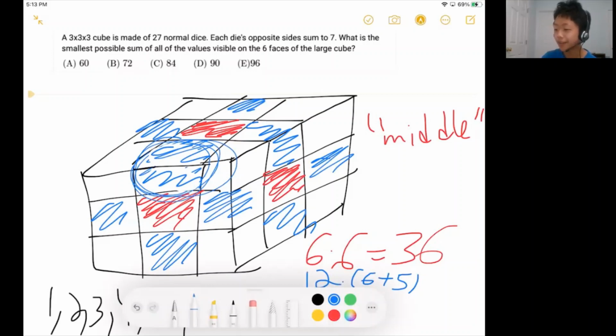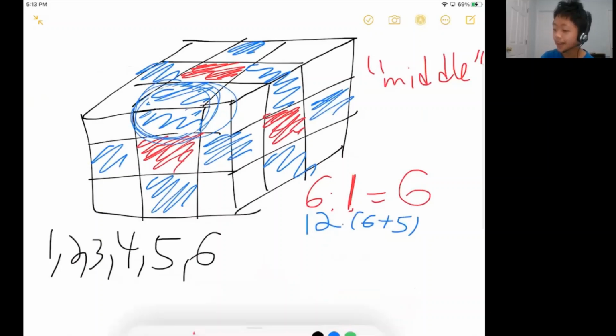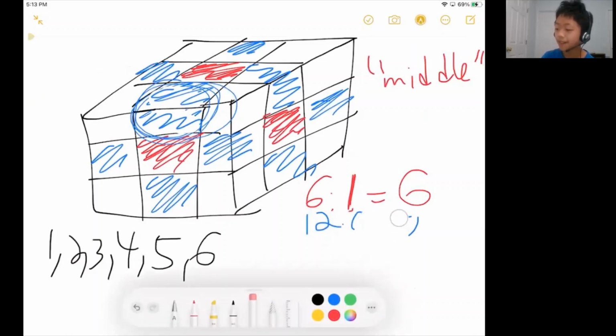Oh, actually, wait, the original question asked for the smallest possible sum. Hold on. If the question asked for the smallest possible sum, then the center number should be 1, because we want the smallest possible sum. And if you want the smallest possible sum, then these 2 numbers, instead of 6 and 5, which would be the largest sum, you would want 1 and 2. So that would give 36.